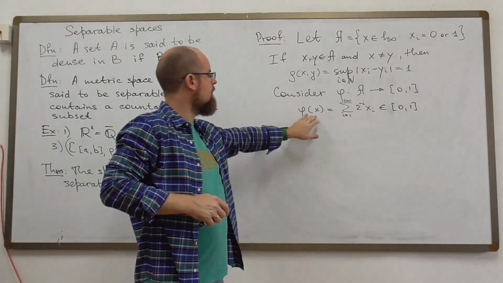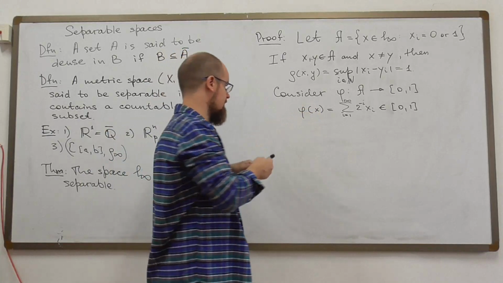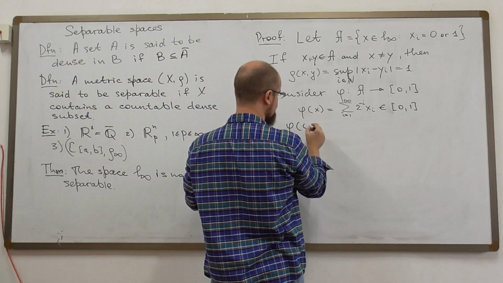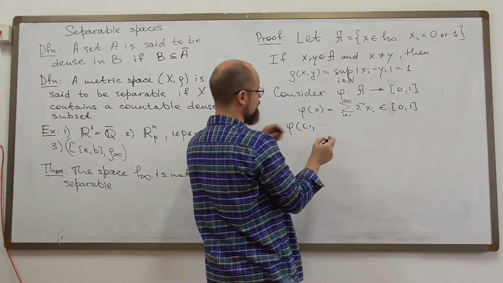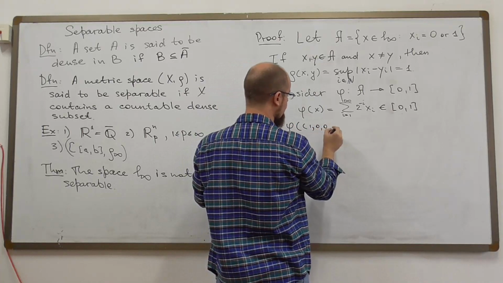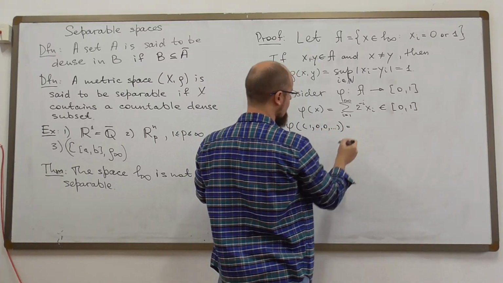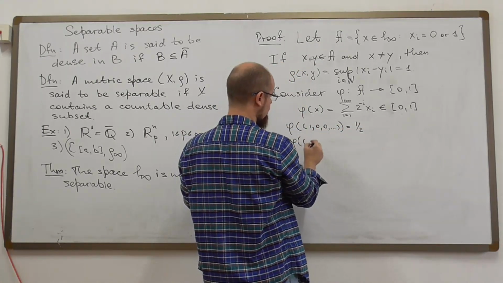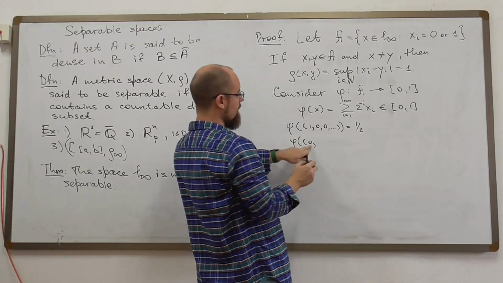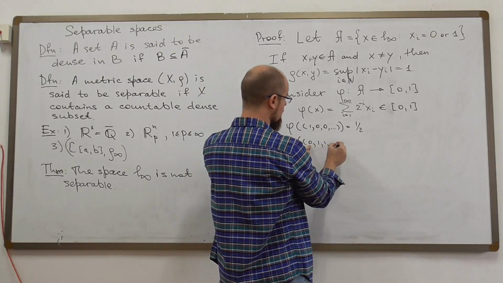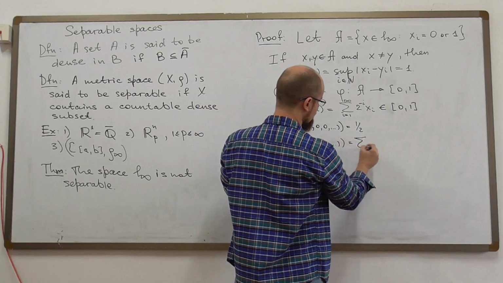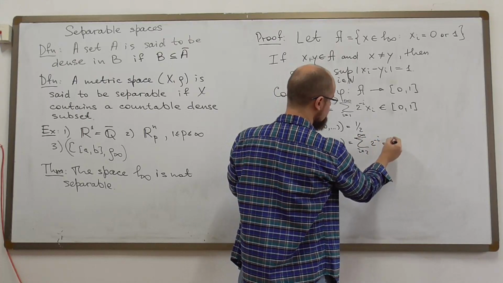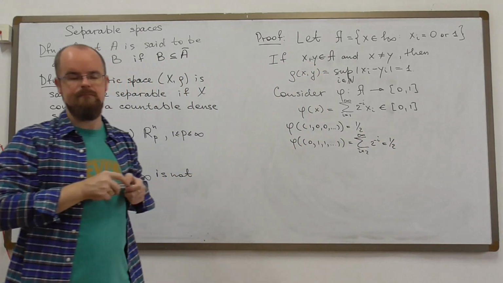We should be careful about this mapping. It's not a bijection. Indeed, if we take phi of a sequence where only the first component is 1 and all the others are zeros, then the value will be half. But also, if we take this sequence where the first component is 0 and all the rest of them are 1s, then we will get this sum, which is 1/2 as well.